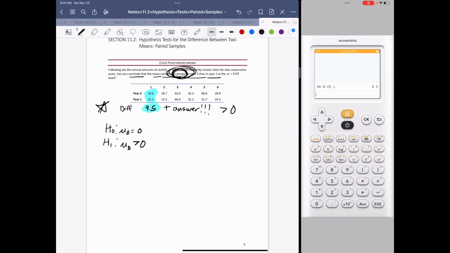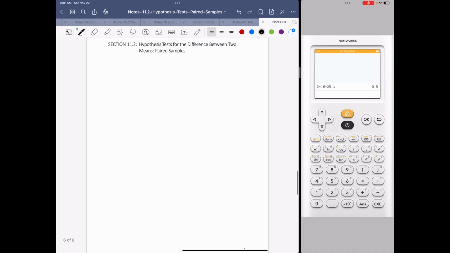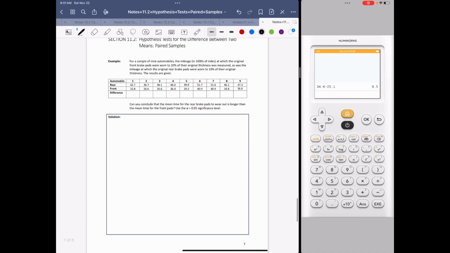Now, the next one that we're going to do. So we're not going to do that one. We're just going to look at it. What I want to do on this next one, all right, it's same type problem. I can tell it's matched pairs. I've got 9 autos. The mileage of what the original front brake pads were worn to 10% of their original thickness was measured, as was the mileage of the original rear brake pads, and the results are given. And it says, can you conclude that the mean time for the rear brake pads to wear out is longer than the mean time for the front pads? Use the alpha equals 0.05 significance level.